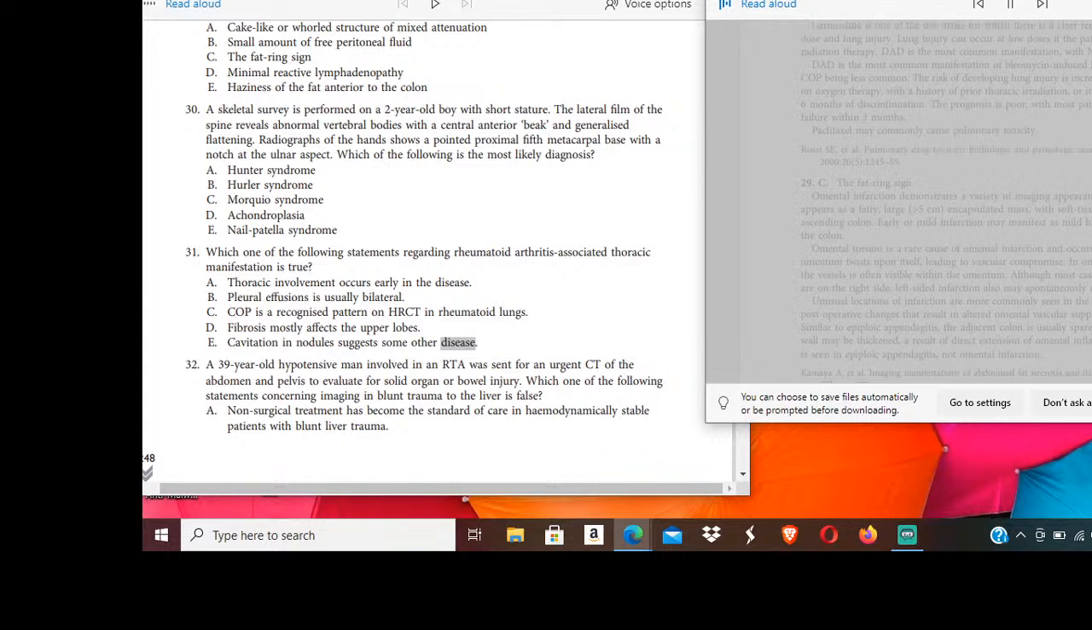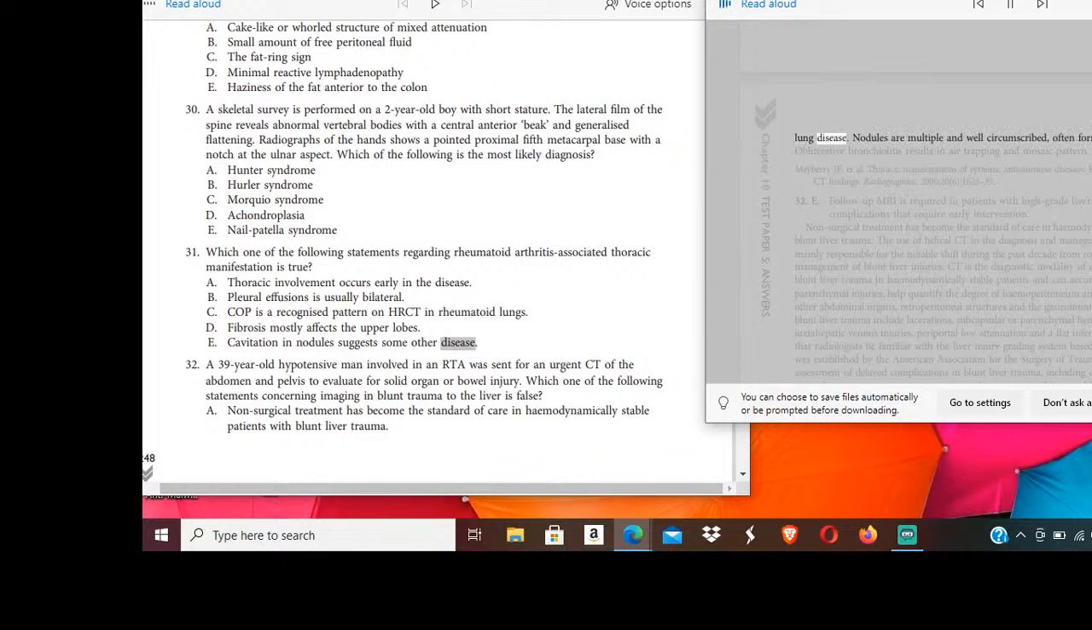Chapter 10. Test paper 5, answers. Lung disease: nodules are multiple and well circumscribed, often forming thick-walled cavities. Obliterative bronchiolitis results in air trapping and mosaic pattern. COP is also seen on HRCT. Mayberry JP, et al. Thoracic manifestations of systemic autoimmune diseases: radiographic and high-resolution CT findings. Radiographics. 2020.